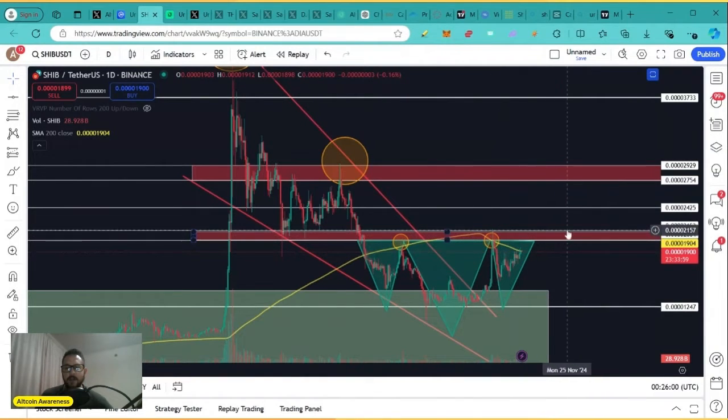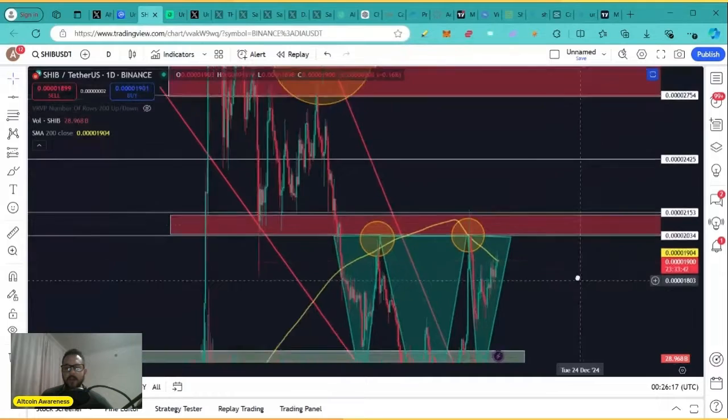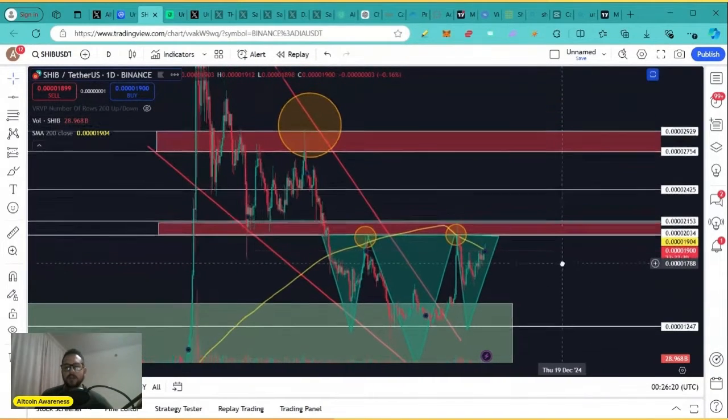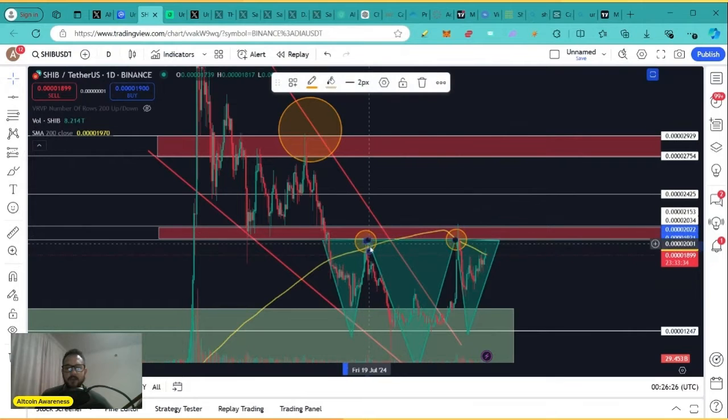This range that I've marked here on the chart, the red rectangle that ranges between 0.402034 and 0.402153, is a very important psychological key level of resistance. And you can see that because price action got rejected here and the price action got rejected here.